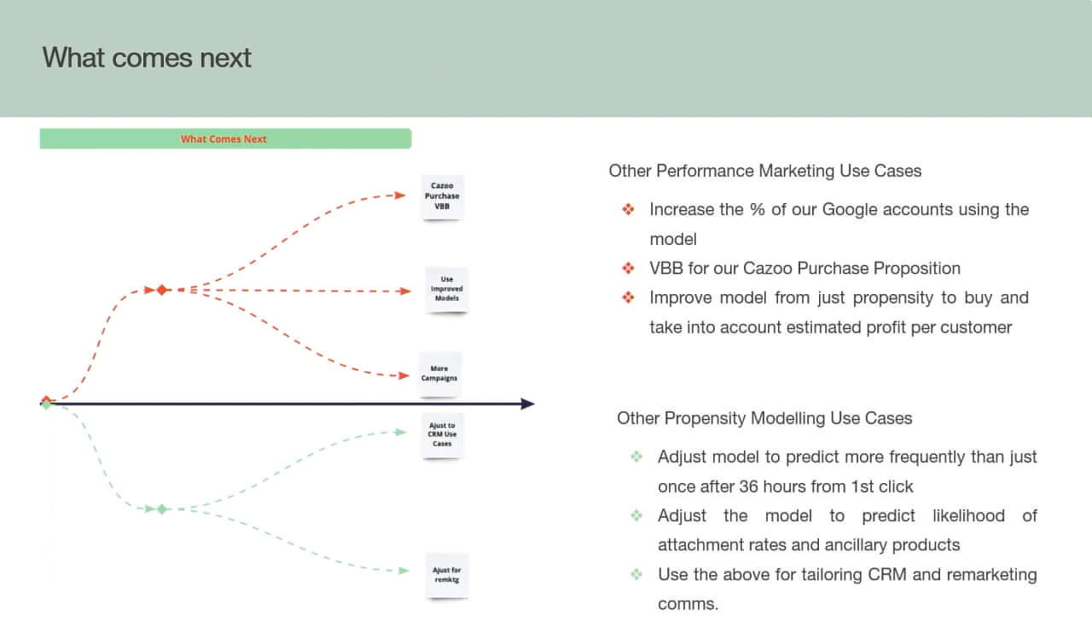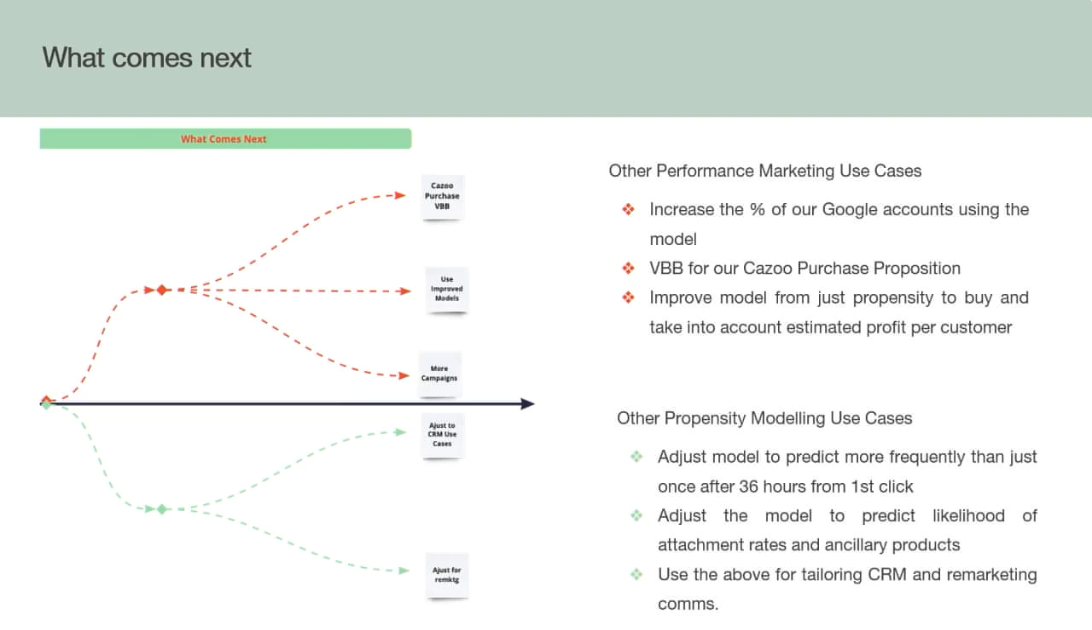Finally, where we go from here, there are a few paths for us to follow. Some of them are more marketing related, some of them are more related to the modeling itself. We've implemented value-based bidding in the retail proposition of our website. This is us selling cars to our customers, but we also buy cars from customers, so we're working on doing value-based bidding for that proposition of Cazoo.